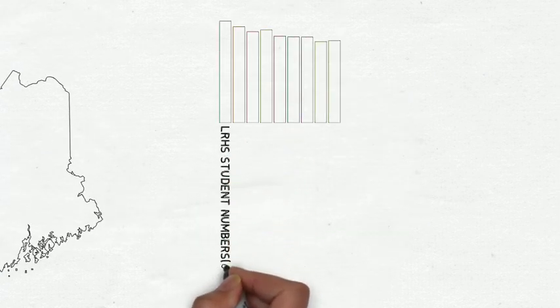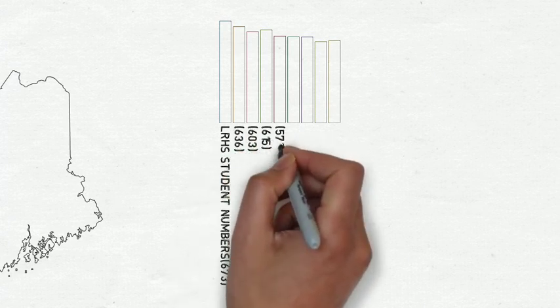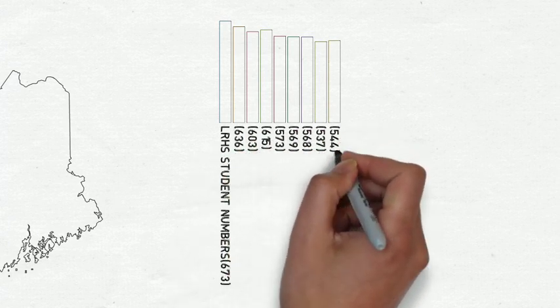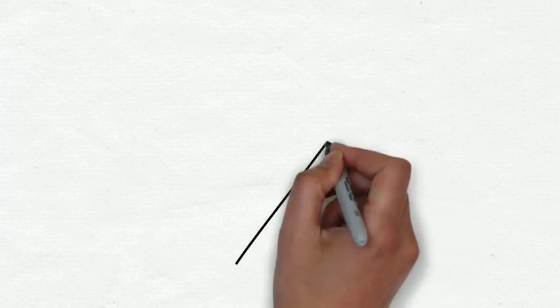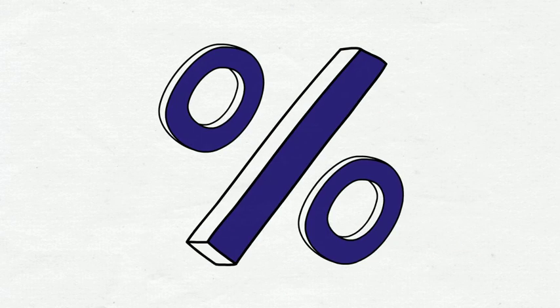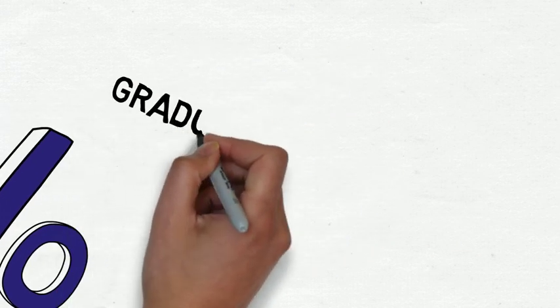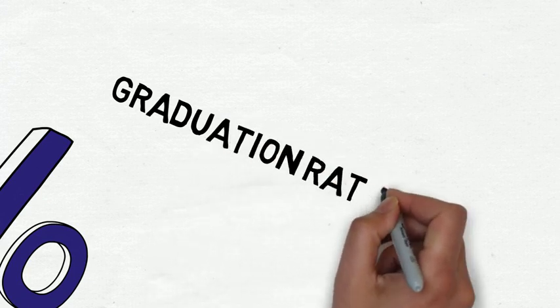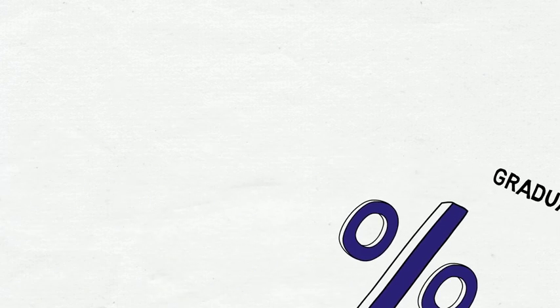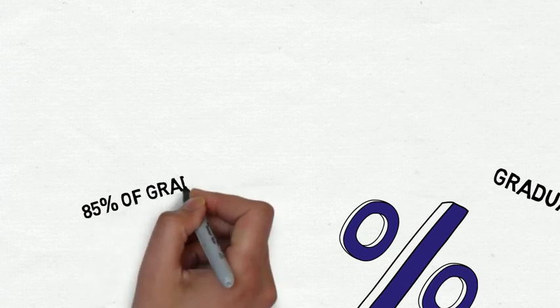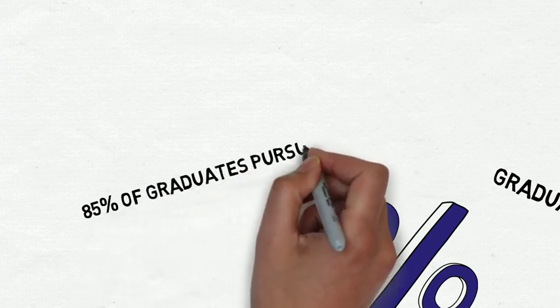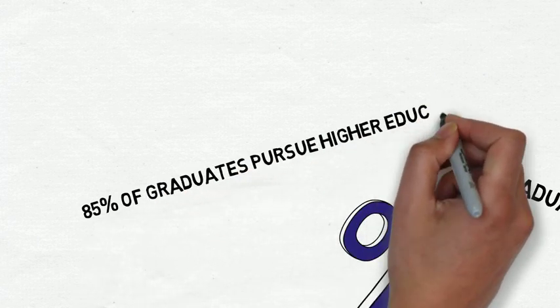We currently serve about 544 students, which is a slight decline over the past several years. In terms of other numbers, our current graduate rate at Lake Region High School is 87%. Of those students who graduate, 85% of them go on to pursue higher education.